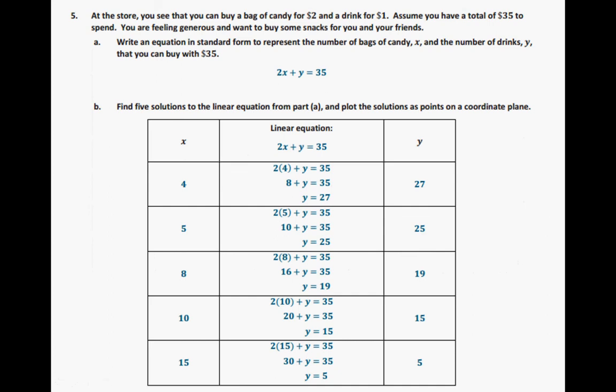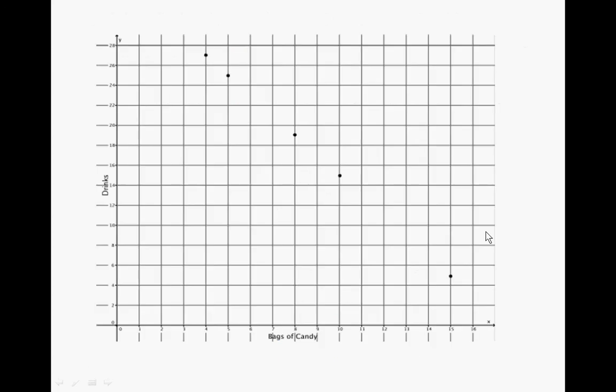And last but not least, a word problem. Creating a linear equation, 2x plus y equals 35. The 2x being $2 for a bag of candy and $1, because if you think of it, this would be 1 times y, so we just leave it as y. That represents the drink. And if you were to graph this drinks to bags of candy, you would get a downward slope from left to right.